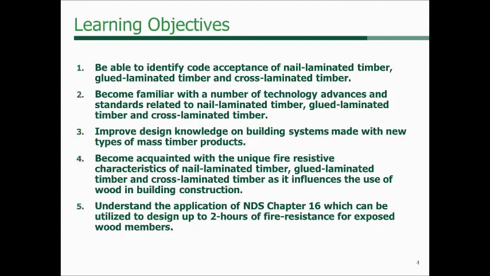We're going to talk about identifying code acceptance of the three products: nail-laminated timber, glue-laminated timber, and cross-laminated timber. Then we'll look at some technological advances with these three systems, and also some building systems that have new types of mass timber products, to improve your design knowledge on these systems. And then we'll become acquainted with fire resistance characteristics of these three, and look at how some provisions within the NDS can assist with calculating the fire resistance.